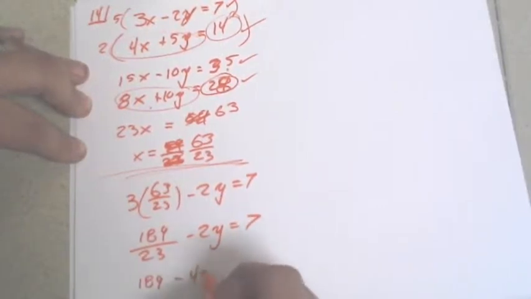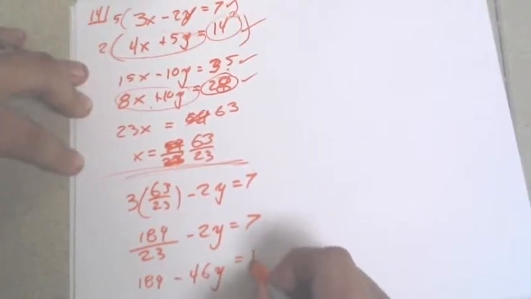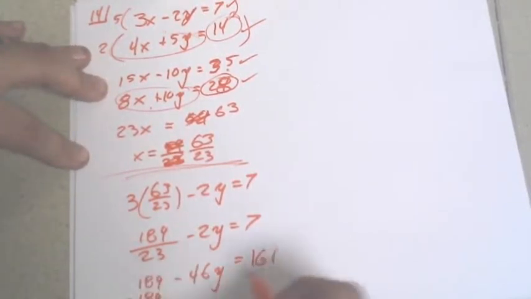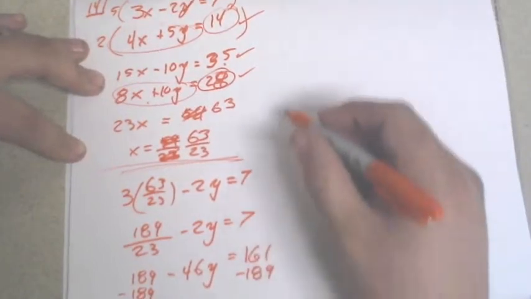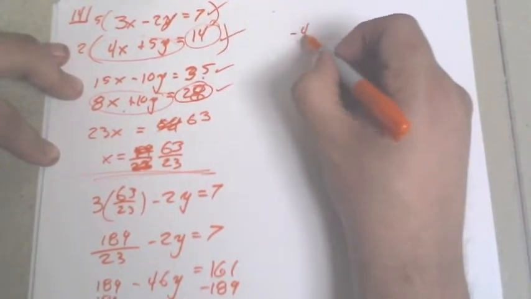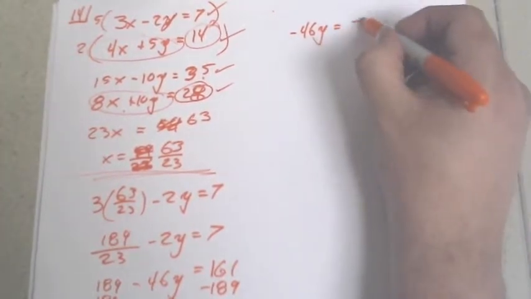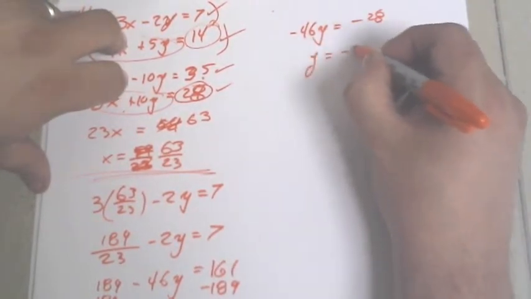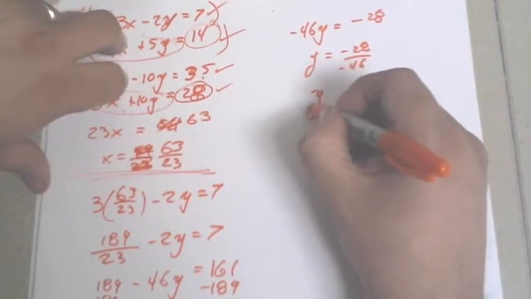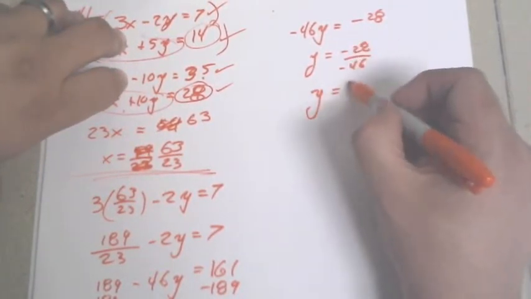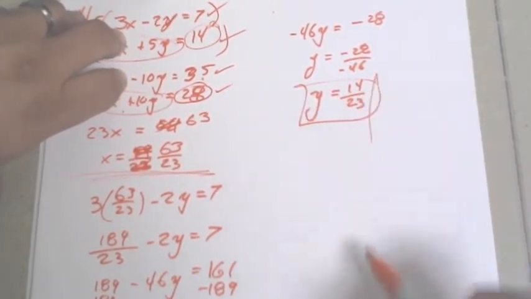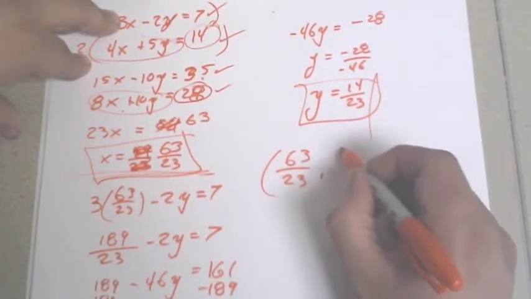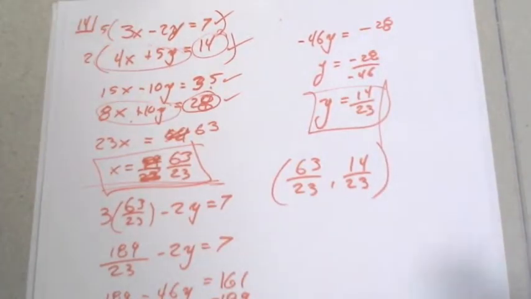I might multiply by 23 just to clean that up. 189 minus 46y equals 140, 50, 61. Minus 189, minus 189. So let me jump up here. Negative 46y equals negative, what is that, 28? Y equals negative 28 over negative 46. And y equals 14 23rds? Well, that one's a little bit nicer. If I happen to make some numerical boo-boo in there, you'll forgive me, I hope, based on the speed. But that's our elimination technique.